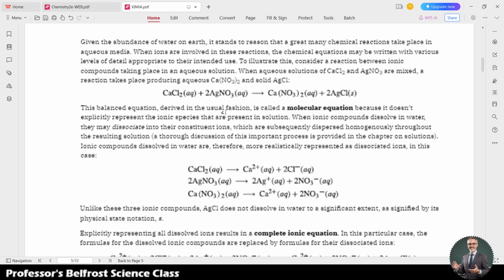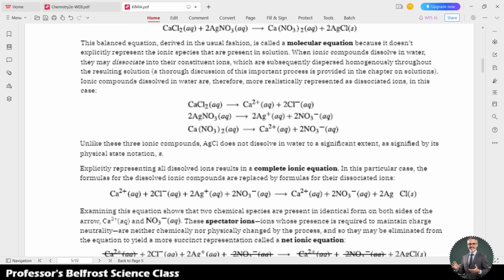For example, in this case you see the aqueous CaCl2 becomes the calcium ion plus 2 chloride ions. Then we have 2AgNO3, which becomes 2 silver ions and 2 nitrate ions. And we have Ca(NO3)2, which becomes 1 calcium ion and 2 nitrate ions. Unlike these three ionic compounds, AgCl actually doesn't dissolve in water to a significant extent, and this is signified by its physical state notation, which is s. So only the species represented with (aq) are dissolved in the water.